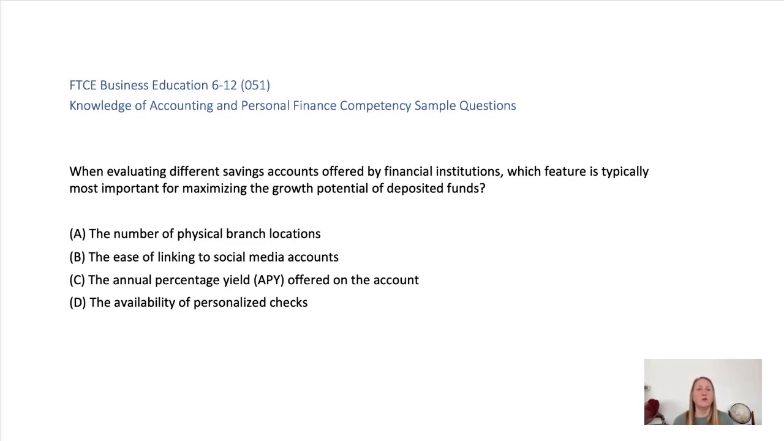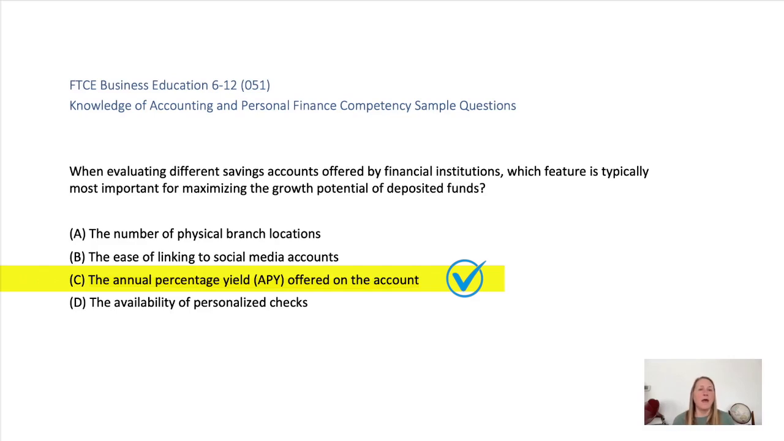A, the number of physical branch locations is incorrect. While convenient for in-person banking, this doesn't affect how much your savings grows. B, the ease of linking to social media accounts is incorrect. This has nothing to do with banking or earning interest. D, the availability of personalized checks is incorrect. Checks are more relevant to spending. The correct answer is C, the annual percentage yield offered on the account.